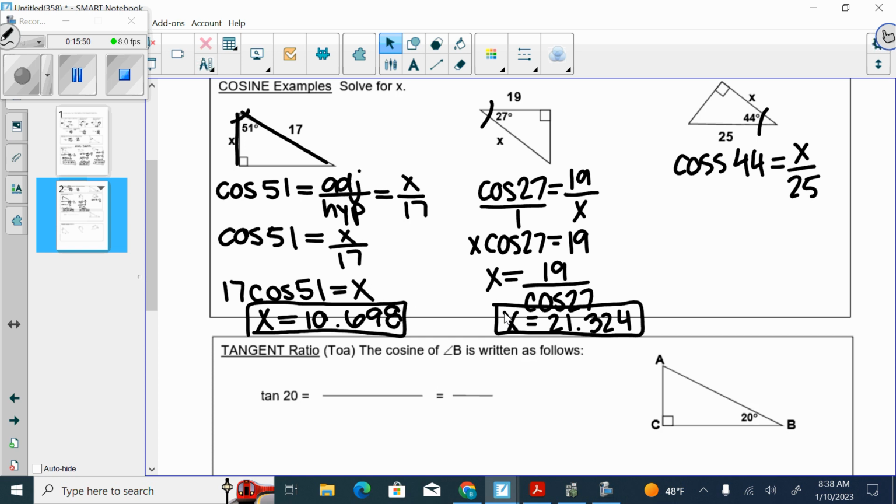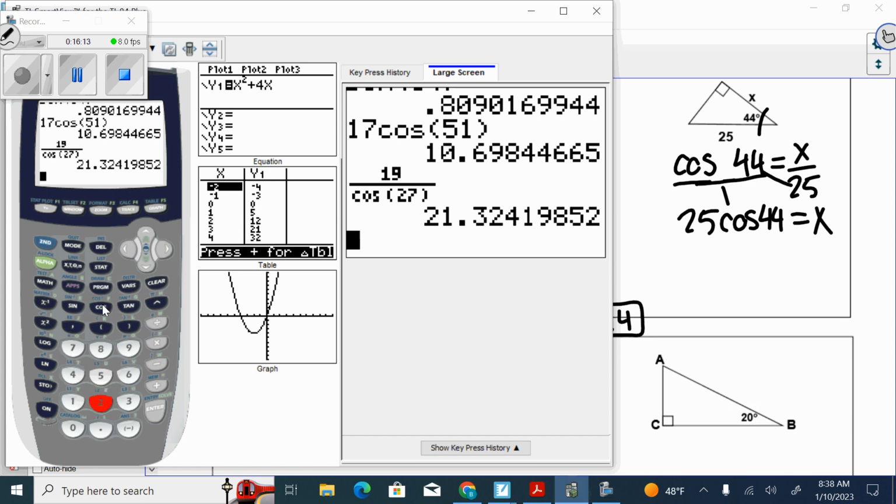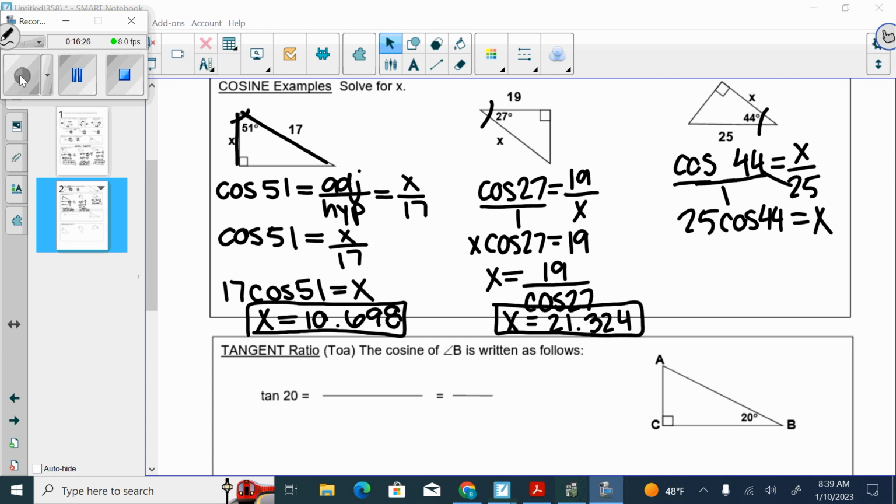All right, and I can put this over 1. Oops, I didn't mean to add an extra. All right, so I put this over 1 and I cross multiply. So this direction, I've got 25 times cosine of 44 equals 1 times x, which is just x. Okay. So then in my calculator, I type in 25 cosine of 44. Uh-oh, my calculator just froze. All right, so whenever we type that into our calculator, approximately what did we get? Very good.